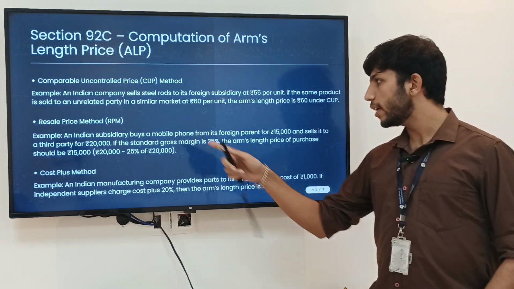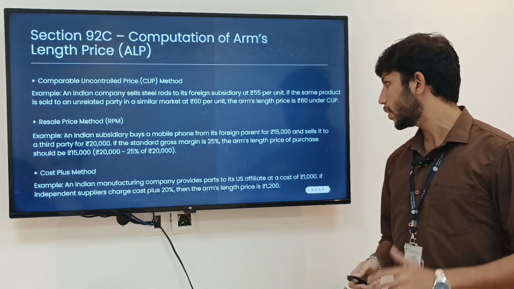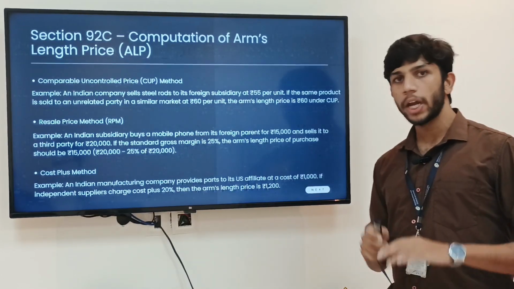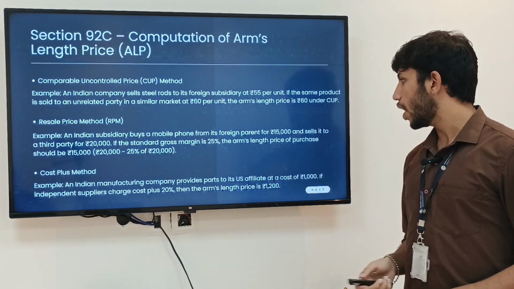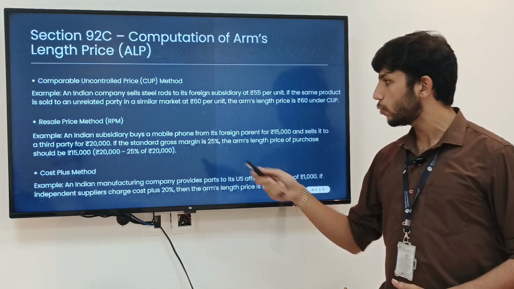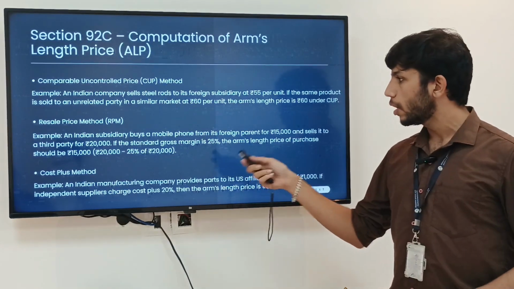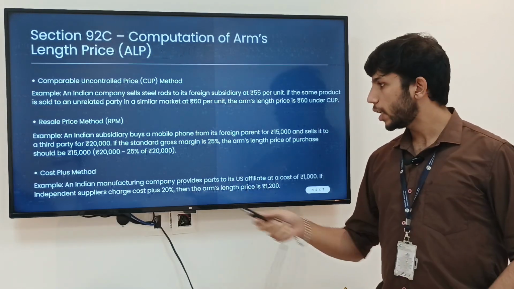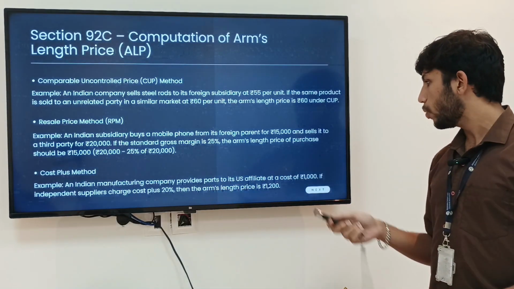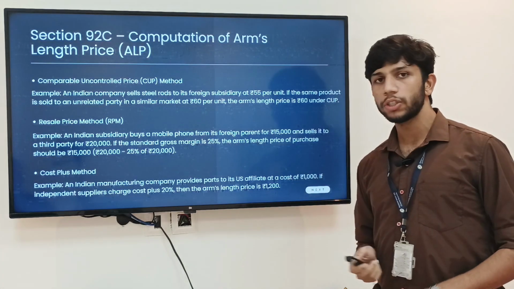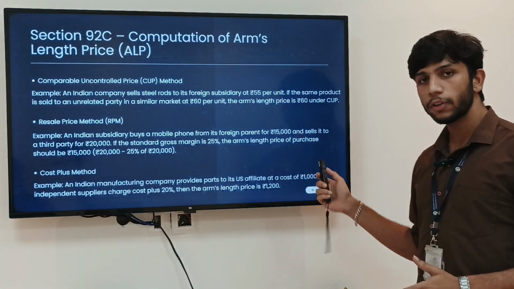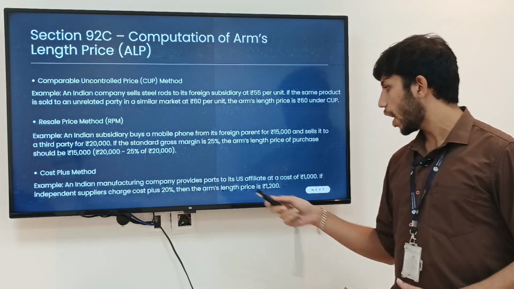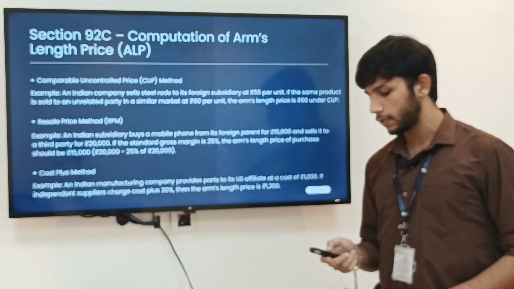Next one is resale price method. For example, an Indian subsidiary buys mobile phones from its foreign subsidiary for rupees 15,000 and sells to a third party at rupees 20,000. If the standard gross margin is 25%, the arm's length price should be 15,000, that is 20,000 minus 25% of 20,000 rupees. Next one is cost plus method. Example, an Indian manufacturing company provides parts to its US affiliate at a cost of 1,000 rupees. If an independent supplier charges cost plus 20%, then the arm's length price is 1,200 rupees.